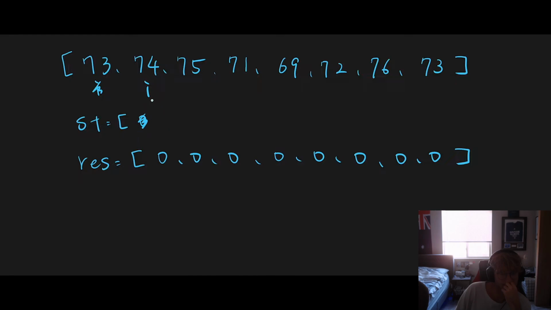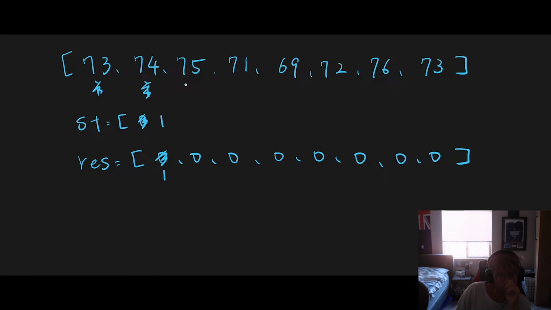So that means 1 minus 0 is 1, right? So that's why between these 2 days, we have only 1 day to get a warmer temperature, right? So it looks good. So that's why update 1 at index 0. And then we add the current day to the stack, so that means index number 1.